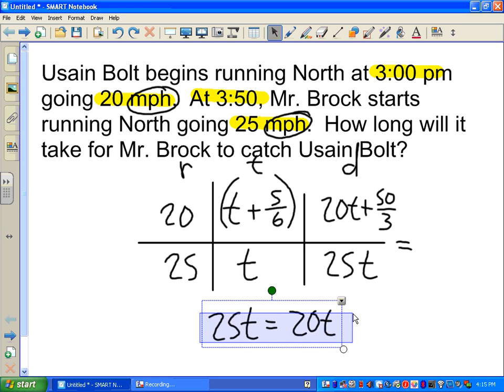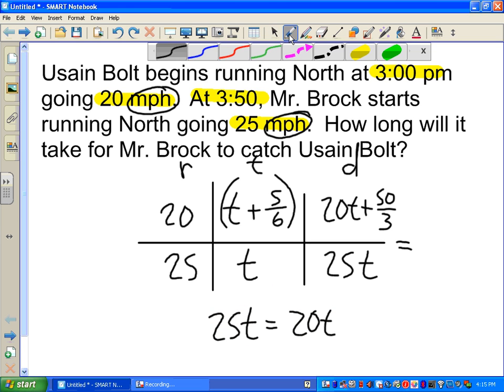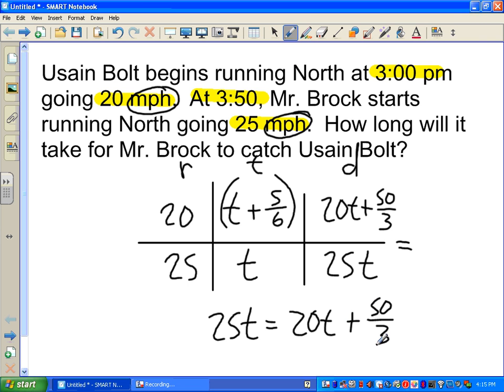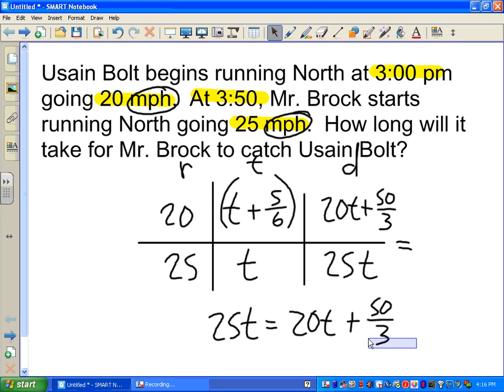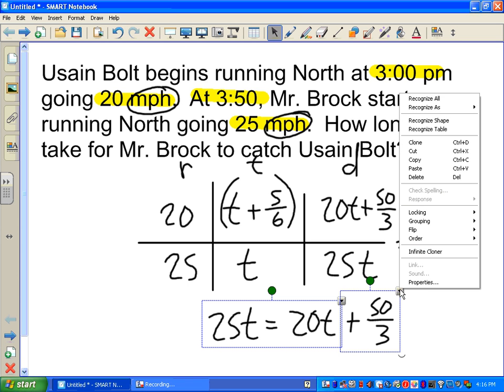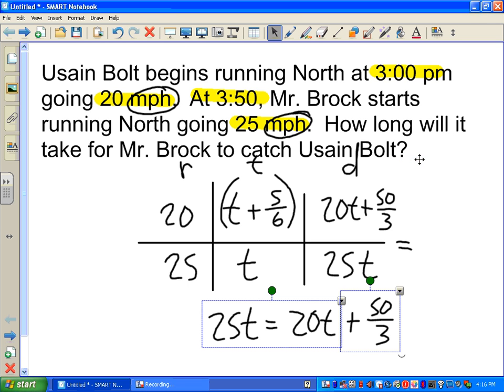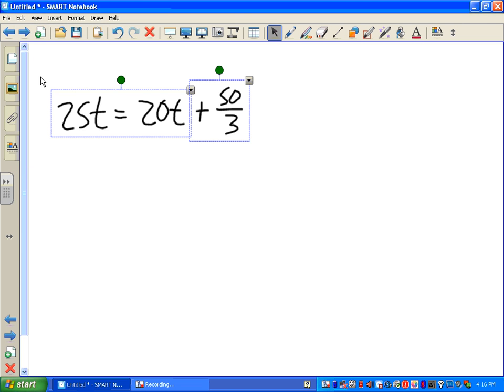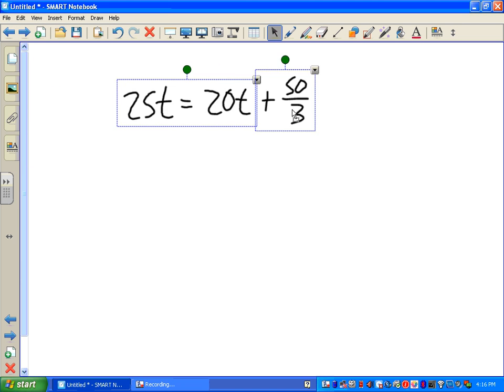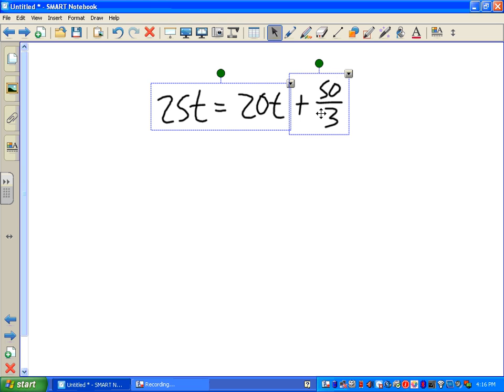Okay, I'm going to move. Ooh, what happened to the rest of my equation? 25t equals 20t plus 50/3. All right, I want this equation. Okay, here's the equation I need to solve.